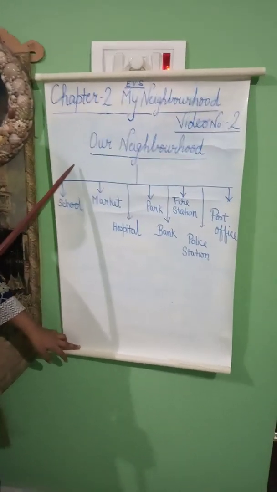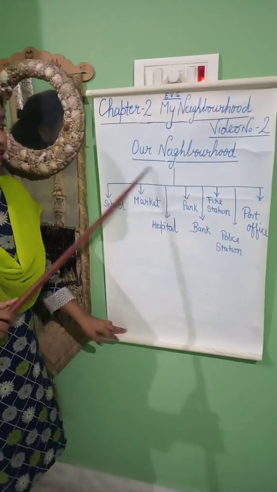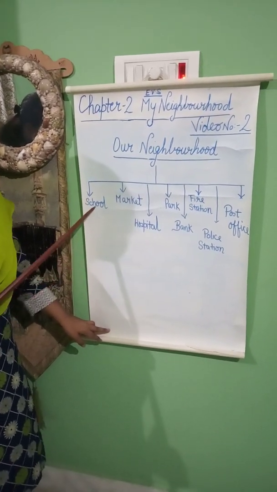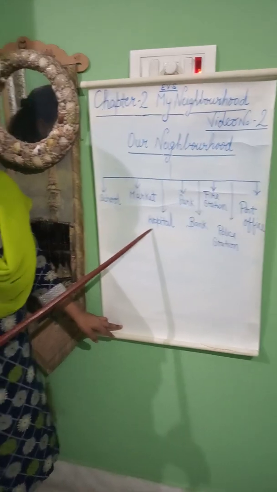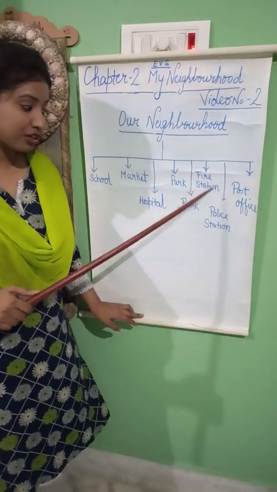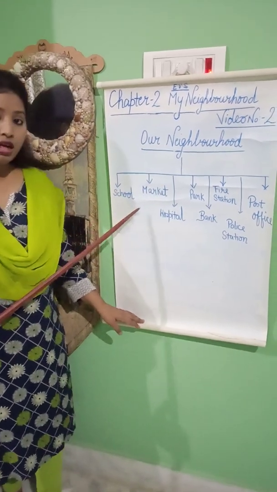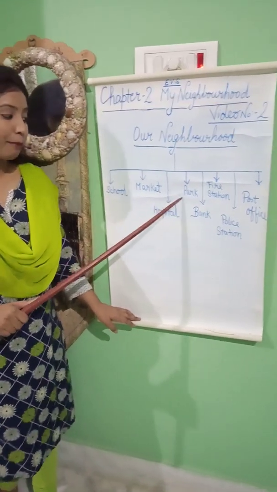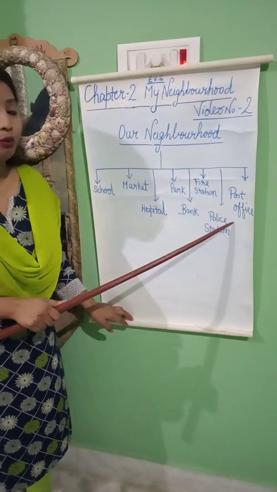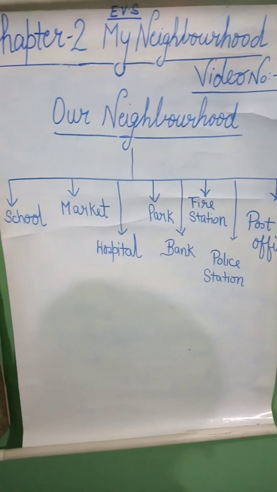Now children, we have read about the neighborhood and neighbors. See the chart of neighborhood. Our neighborhood is having how many places? School, market, hospital, park, bank, fire station, police station, post office. Once again I am repeating: school, market, hospital, park, bank, fire station, police station and post office. Please note down these places in your copy.